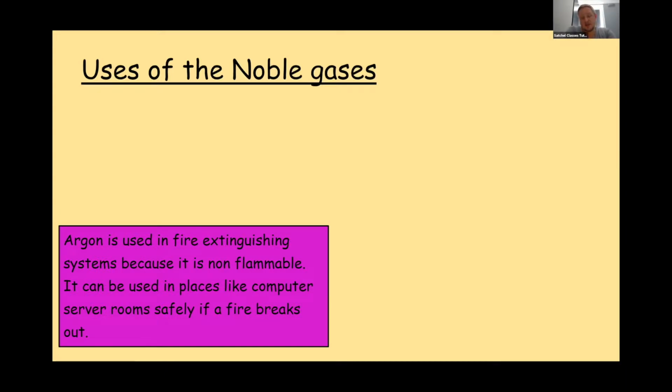Argon. Another use of argon is in fire extinguishing systems because it's non-flammable. Places like computer server rooms where you couldn't use water in the event of a fire because it's an electrical room filled with electrical equipment, you can use argon instead. And what that does is it pushes the oxygen out of the way, which cuts out the oxygen supply for the fire, which puts the fire out safely without introducing an electrical fire.